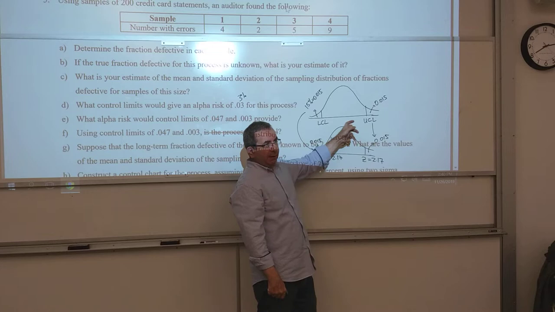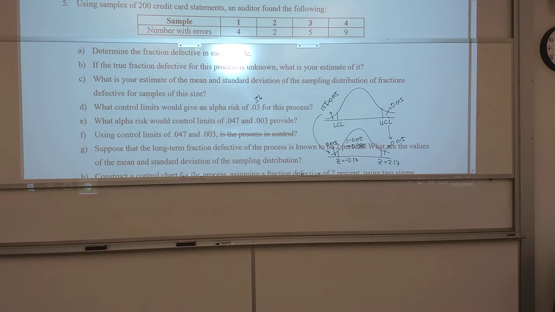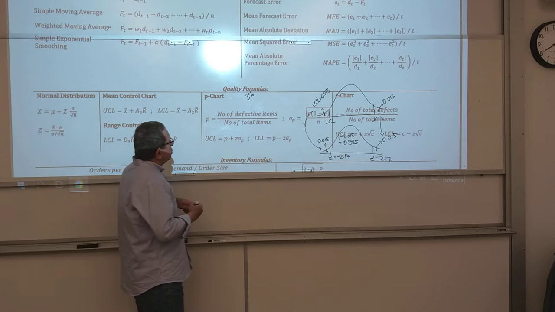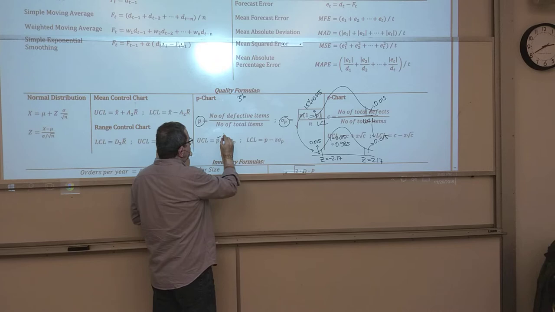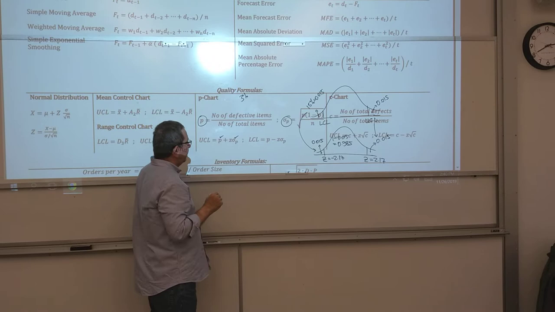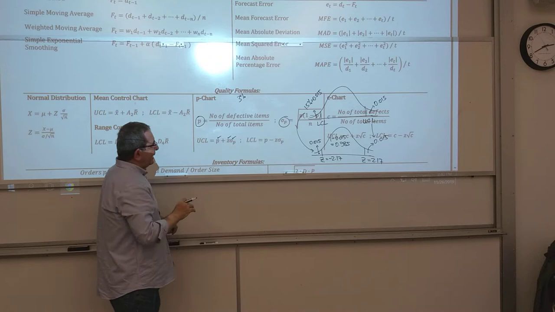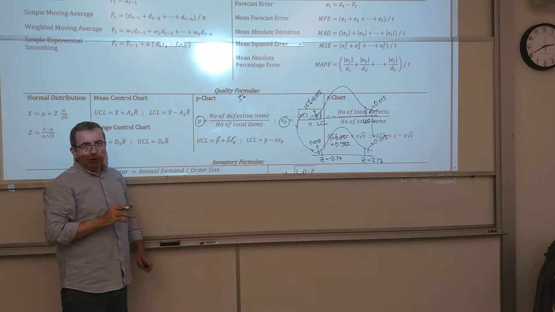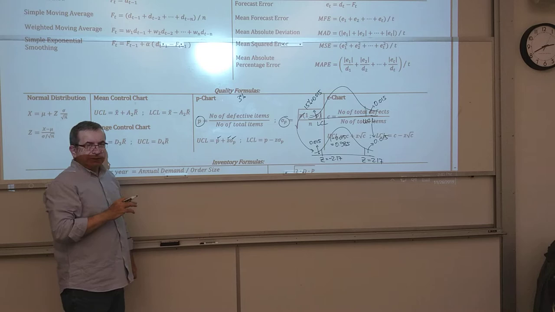For that, the formula is this. We calculated p, we calculated sigma sub p, so we know p and we know sigma sub p, and then we need to know z. Z comes from here. So then we can just plug in the numbers and calculate the upper and lower control limits. Does this make sense?